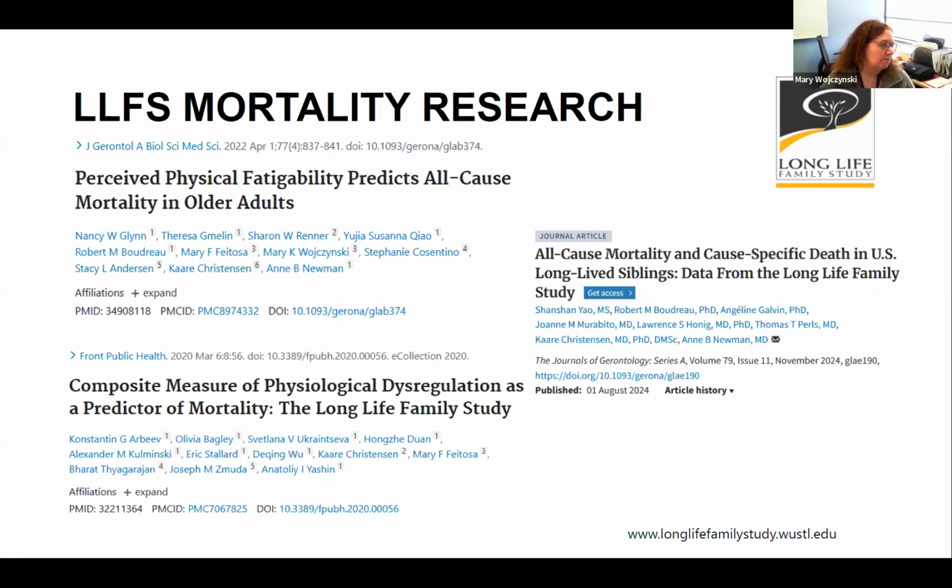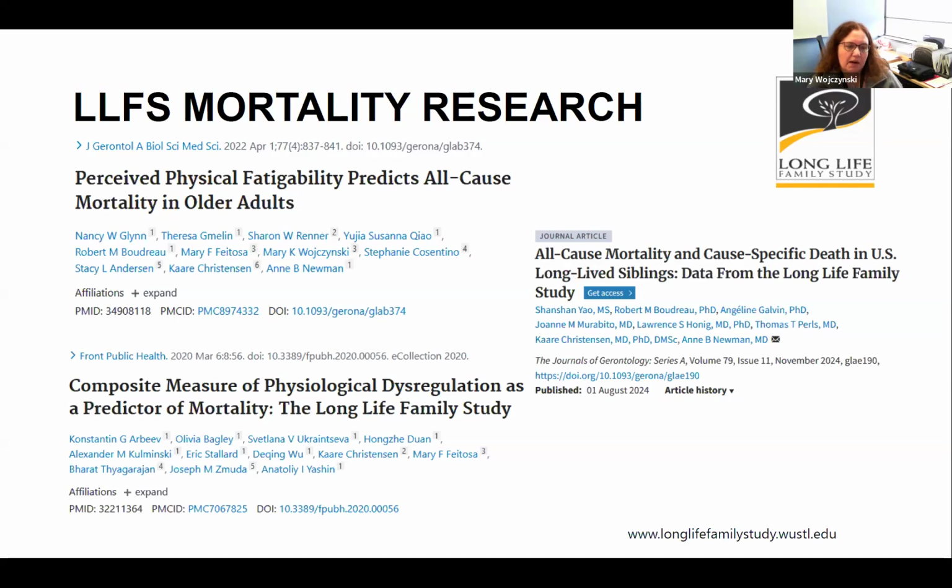Another area of research we've been into is mortality research. And this one is a little bit more recent because we are working on updating our mortality, or adjudicating our mortality events, through our M&M committee, and one site was a pilot for this data. So we have looked at how perceived physical fatigability is actually a predictor of all-cause mortality in our participants. And we've also looked at all-cause and cause-specific death in our sibling generation.